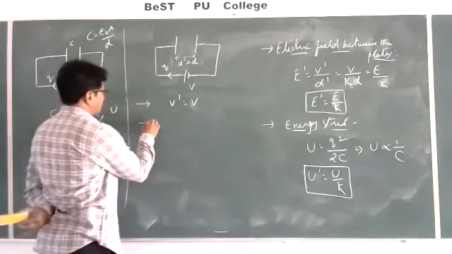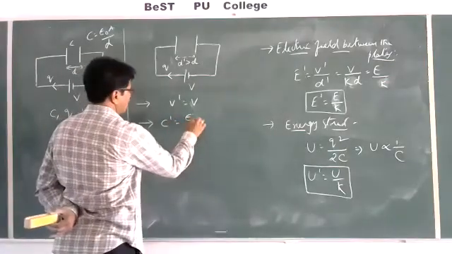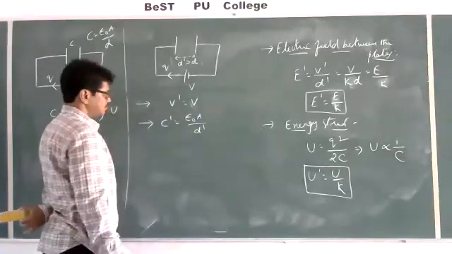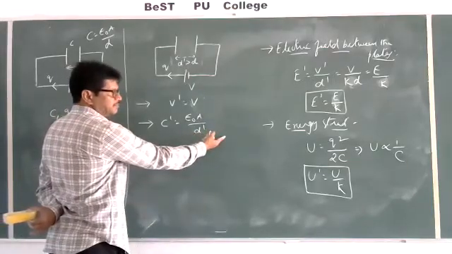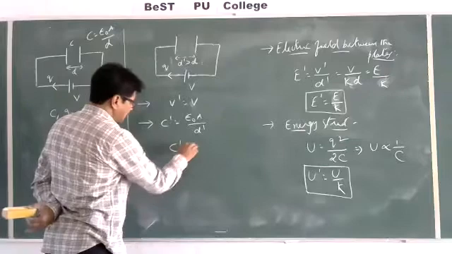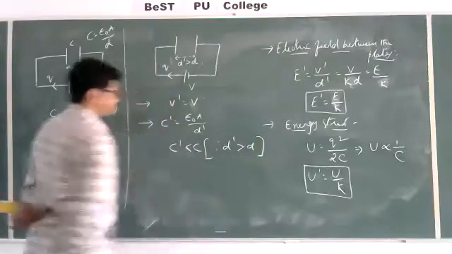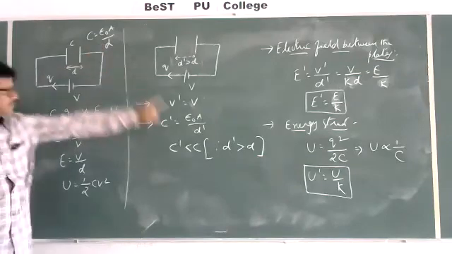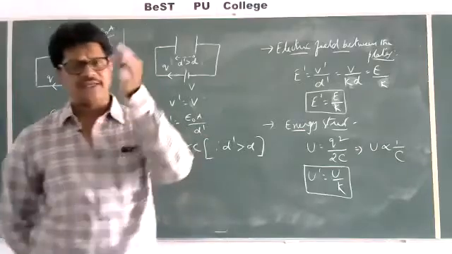Next, what happens to the capacitance? C dash is equal to epsilon naught A by D dash. Since D dash is greater than D, C dash will be lesser than C. C is equal to epsilon naught A by D. So what happens to the capacitance now? Capacitance decreases.